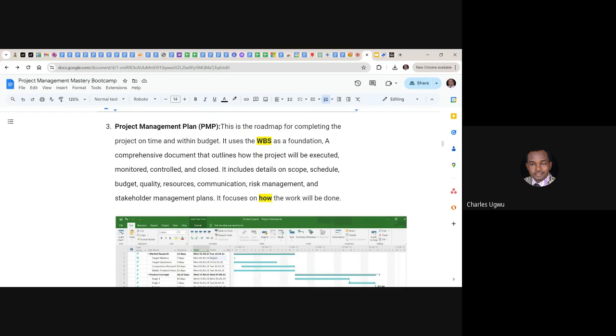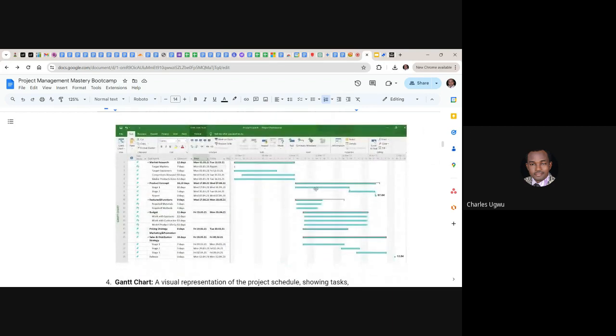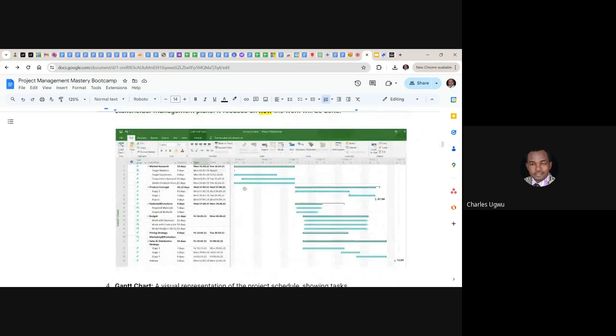It focuses on how the work will be done. So this is how a good project plan is going to look like. You see here, it captures the breakdown. You start adding time. This is timing, where you state every stage must have, you see here, market research. The whole market research will be 12 days.